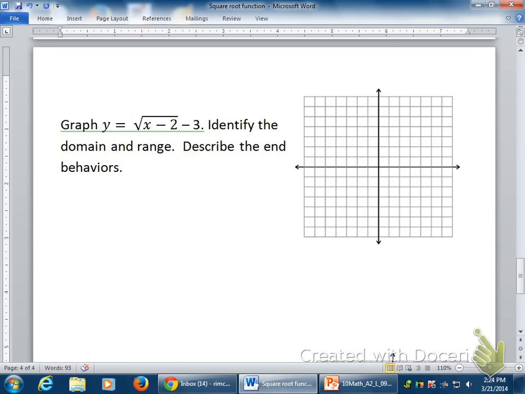Talk to me about how this function is being changed. I'm taking the normal function, square root of x, and I'm moving it how? Down 3. Okay, this means I move it down 3. And this means I move it right 2. Do you remember that? That's from the first week of school. So I'm going to do my normal function. My normal function is this one: (0, 0), (1, 1), and then (4, 2). That's my normal function.